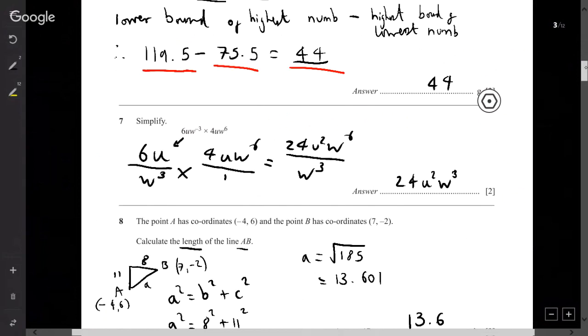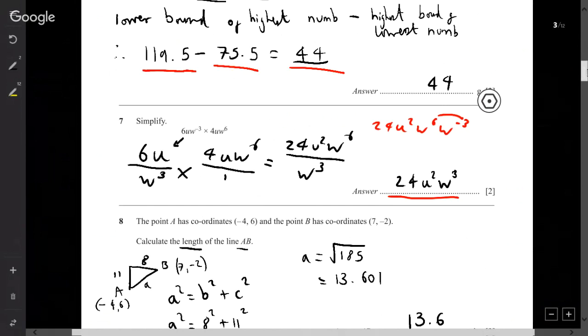Underneath, our denominators, well, we've only got 1. We've got w to the power of 3 times 1, which is w to the power of 3. If we think about writing it out again like this, it is actually 24u to the power of 2, w to the power of 6, w to the power of minus 3. Therefore, what we're going to do is simply subtract those powers, and that just gives us w to the power of 3, and that is our answer.